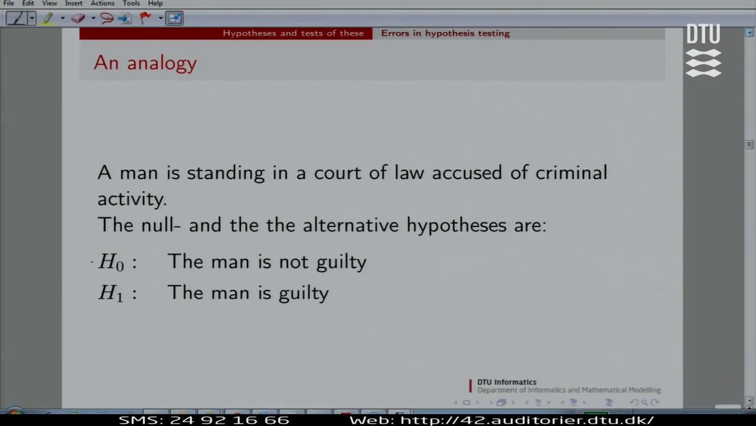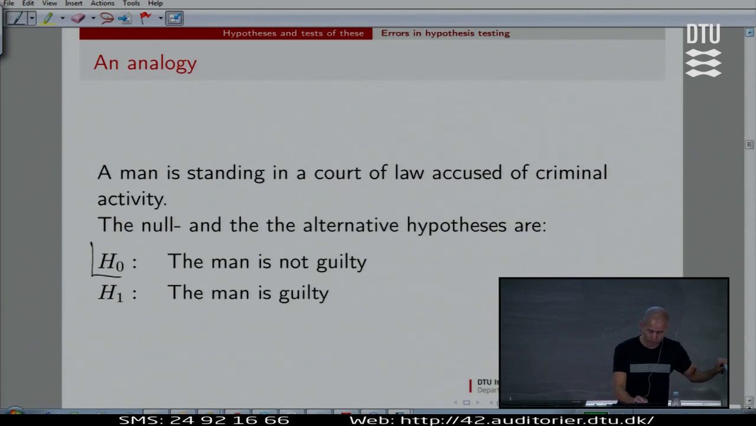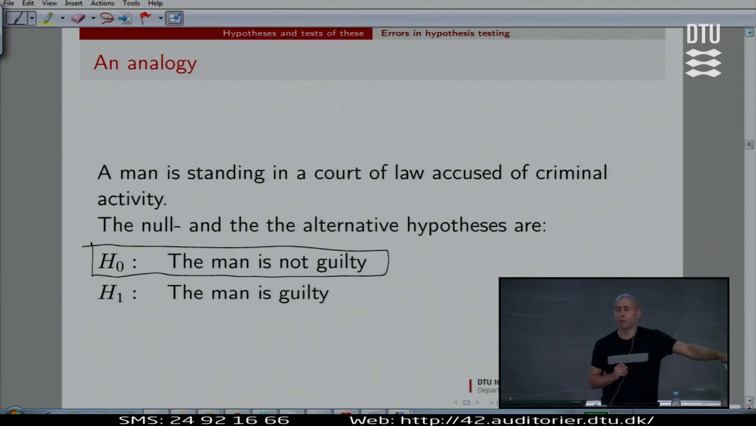Let me do the analogy first, and then let me go back to the errors we can make. We do have the analogy of putting a man into court, right? I mean, this is just for helping us in the thinking here. If you are in court accused of something, and we formulate the null and the alternative hypothesis in analogy with what I'm doing here, they would come as follows. The null hypothesis is the innocence, the not guilty situation. That's where we start. That's sort of our basic setting.